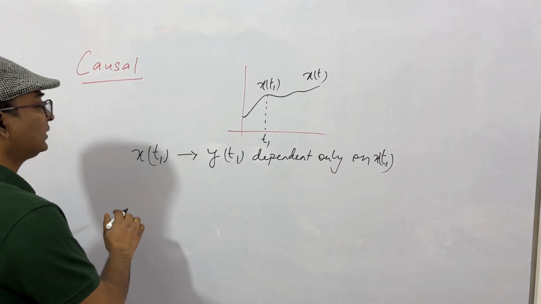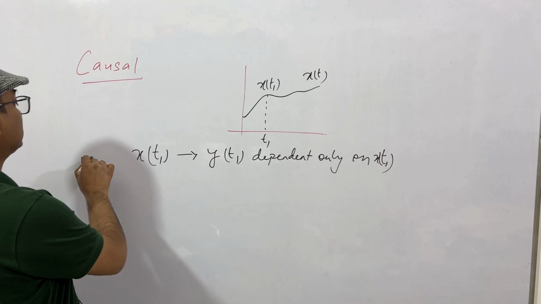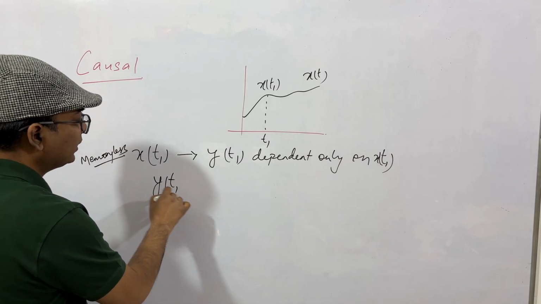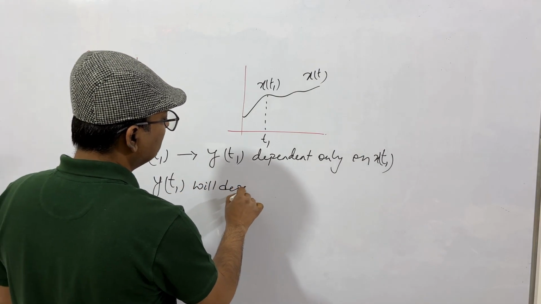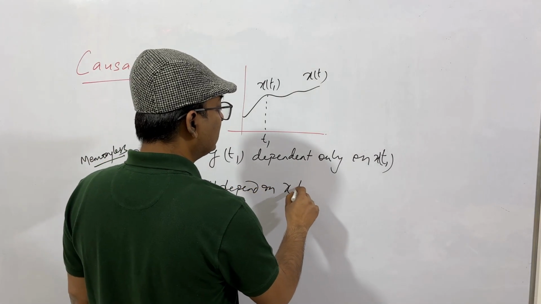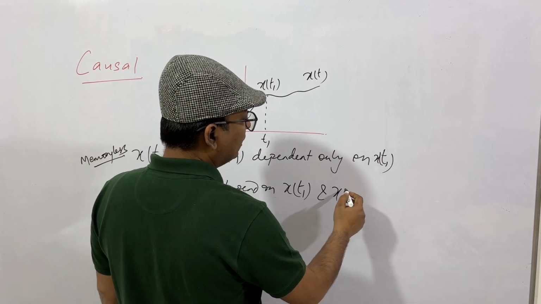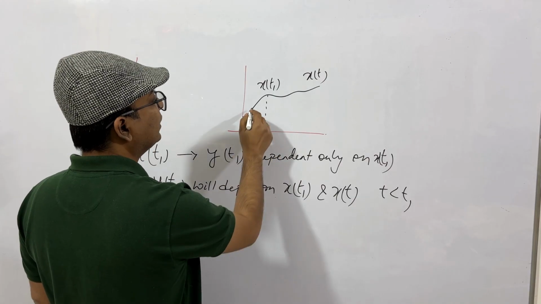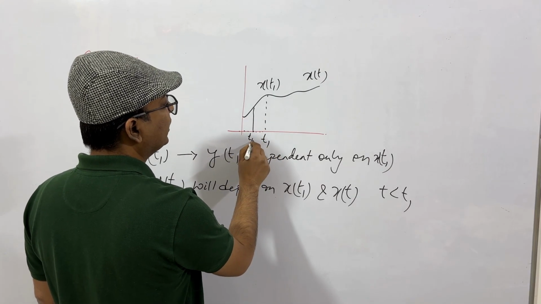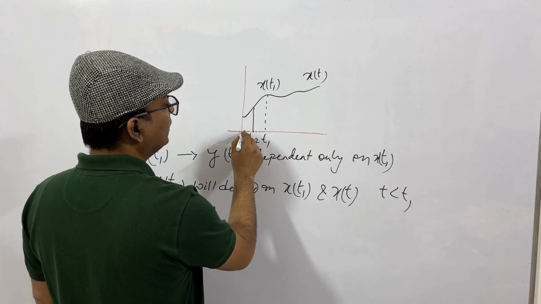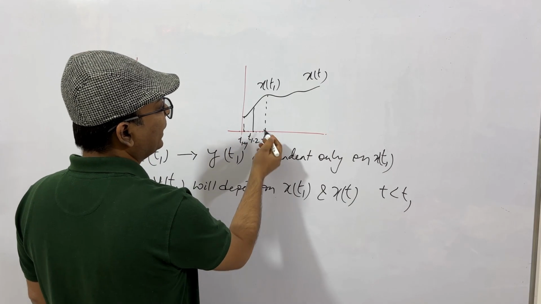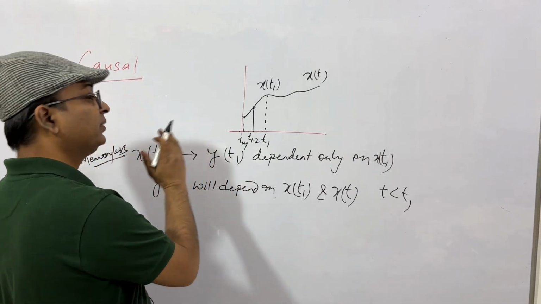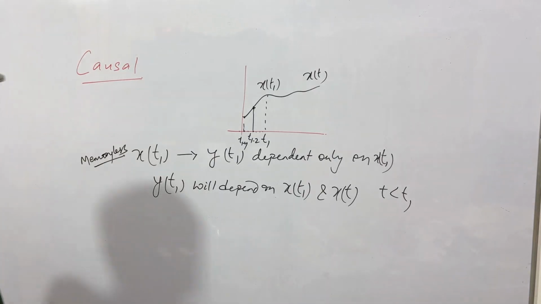But in case of causal system, this is for memoryless system. But when you talk of causal system, the output at t1 will depend on x(t1) and x(t), where t is less than t1. That is, it depends on these values, or it may depend on, let's say, t1 minus 2, t1 minus 4. So if the output depends on present and previous values also, that system is called causal.